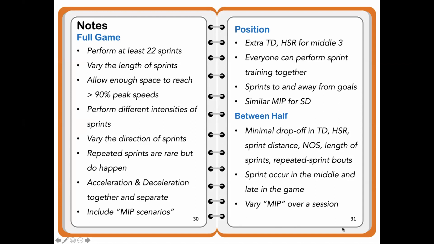Now we see that there are similar maximum intensity periods for sprint distance. Between halves, we see that there's a minimal drop-off in total distance, high-speed running, sprint distance, the number of sprints, the mean length of sprints, and the number of repeated sprint bouts. And we see that sprints occur in the middle and late in the game. So we may think about putting sprints dotted across our training session. And we think about varying the maximum intensity periods over our training session because they can happen in each half.